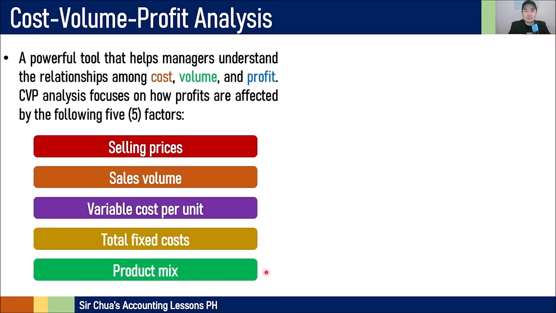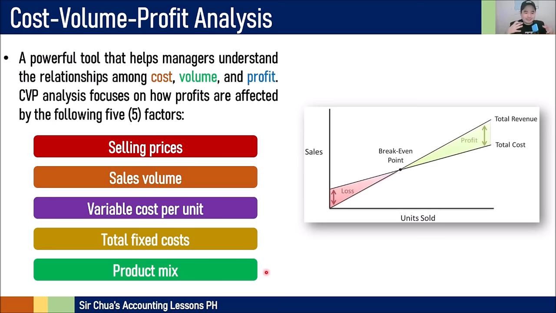So that is our cost volume profit analysis. We look at the relationship of all of them and how these factors affect the entity's profitability. Basically, in CVP analysis, you need your knowledge about variable costing because as you can see, it's also the things that we will be learning today: sales, variable cost, fixed cost. So it's an upgraded version of your variable costing.